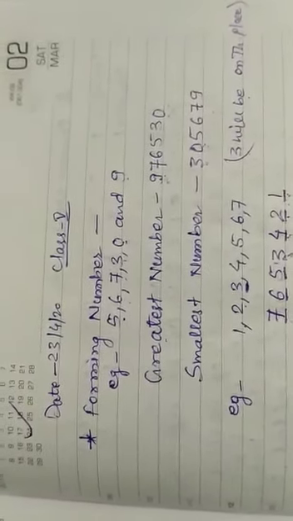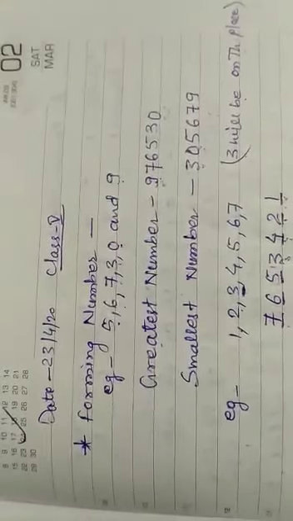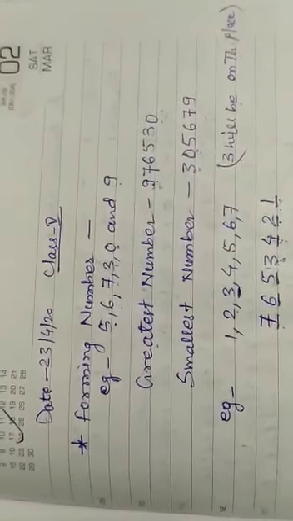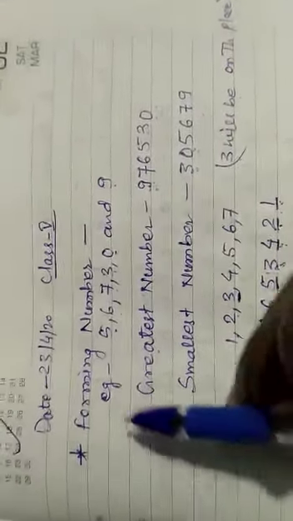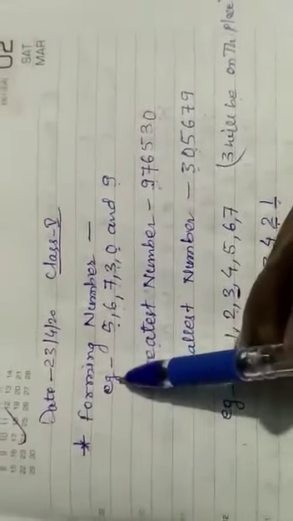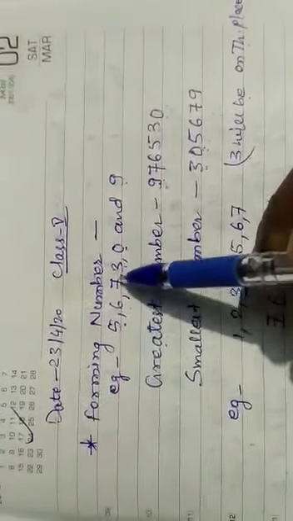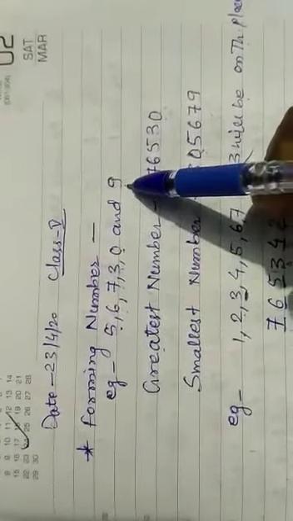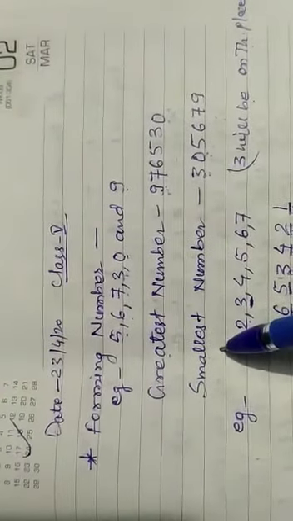Today we will read about forming numbers, that is, how you can form the greatest and smallest number from given digits. I am giving an example here to understand it: 5, 6, 7, 3, 0 and 9. There are some digits here. I want to find the greatest number and the smallest number.